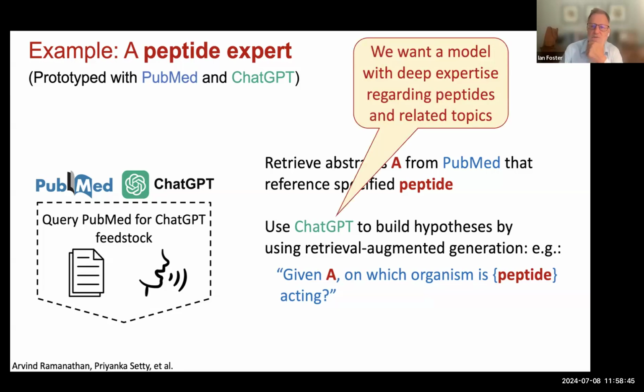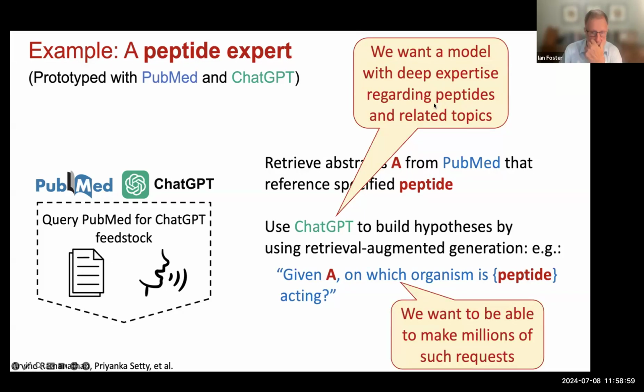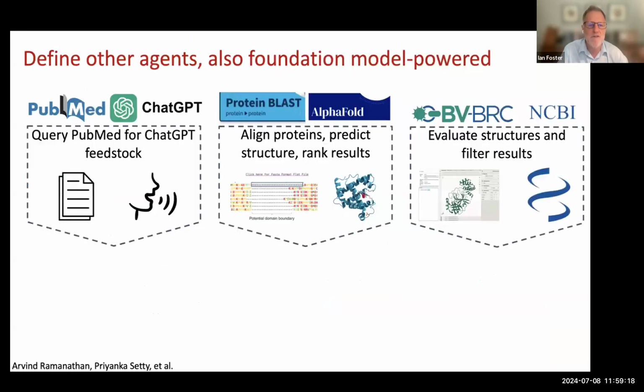A couple of things we want here is, one is we want a model that knows a lot about peptides and related topics. So that perhaps suggests a need for a model like Aurora GPT that's trained on more than just whatever ChatGPT is trained on. And we also want to be able to make millions of requests because we have millions of peptides we want to evaluate. And so we want to be able to do inference at very high rates, faster than we could with ChatGPT. So a couple of reasons here for wanting to build Aurora GPT motivated by this.